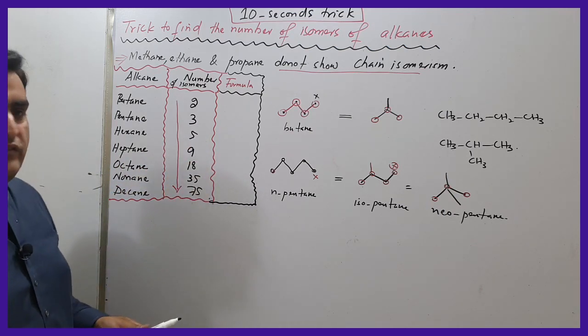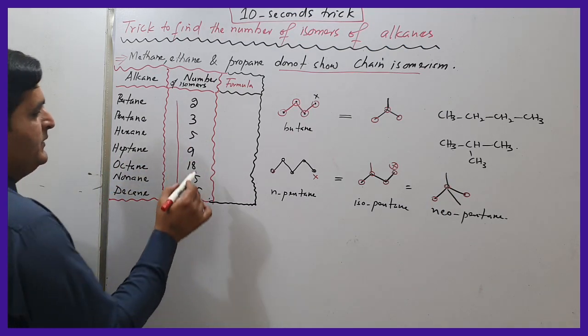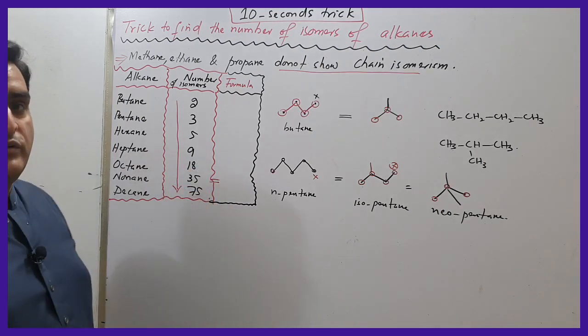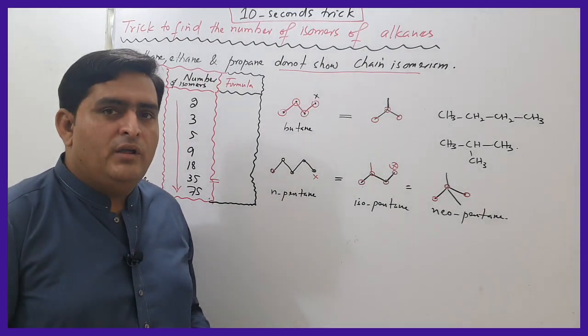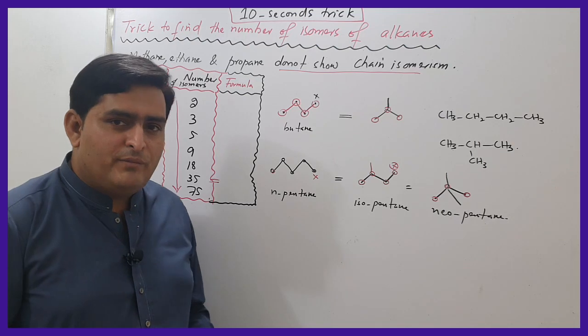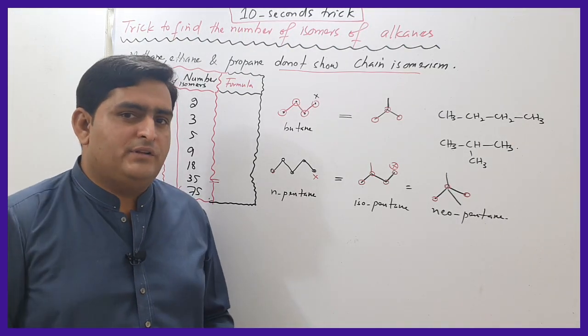So in this way you draw different isomers of the alkanes. But when the number becomes 35, it is too time-consuming. You can't draw them. In the entry test we don't have enough time to use this tactic. This is the long-cut method, so we will go for the shortcut method.